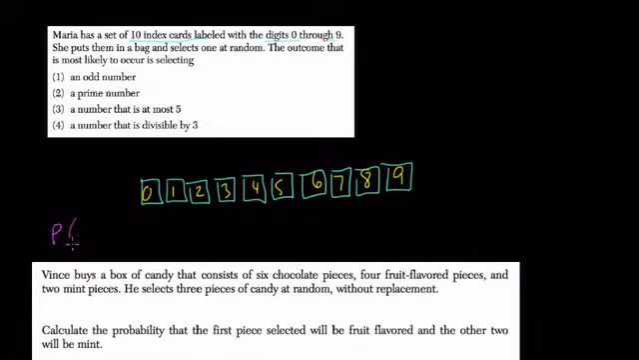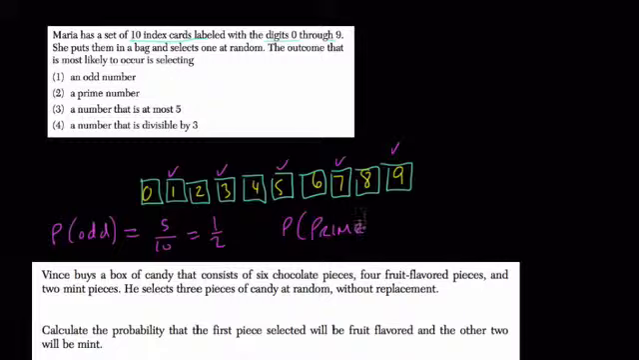The probability of getting an odd number, which is what? Well, we have 5 odds out of 10, or 1/2. Okay. The probability of getting a prime number is what? Well, 1 is not prime, but 2 is prime. So 3 is prime too.